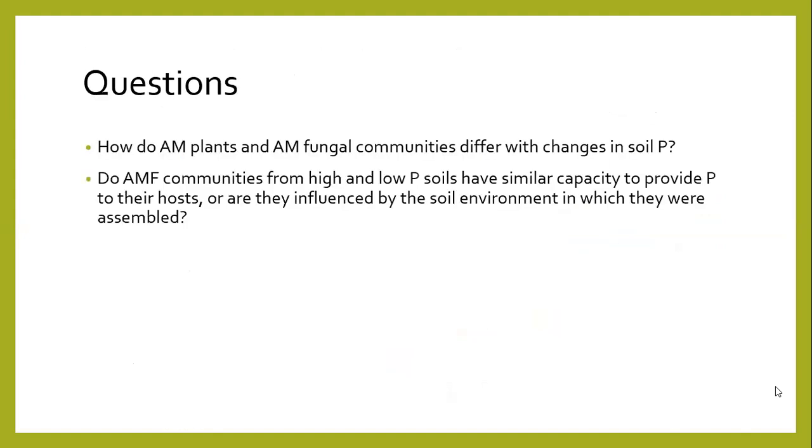So the questions that I want to ask then, since we have good reason to believe that phosphorus should be important in structuring AMF communities, since it is one of the primary ways that those fungi benefit the plants and therefore receive rewards, how do AM plants and AM fungal communities differ with changes in soil phosphorus? And then also, do AMF communities from high and low phosphorus soils have similar capacity to provide phosphorus to their hosts? Or are they influenced by the soil environment in which they were assembled?